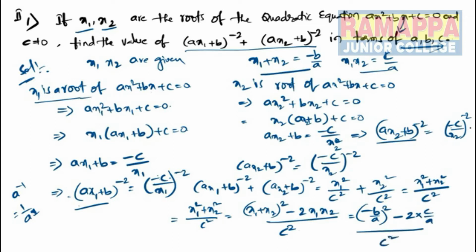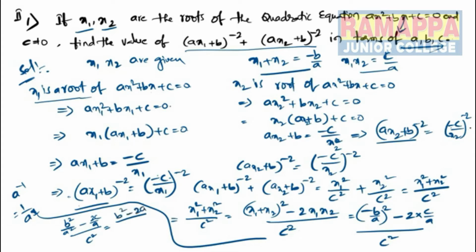divided by c square. So now it will become, please concentrate here, b square divided by a square minus 2c by a, divided by c square. It will become a square and 2ac. What is the answer that will come here? b square minus 2ac divided by a square c square. So this is the answer of the first question. Now move to the second question.